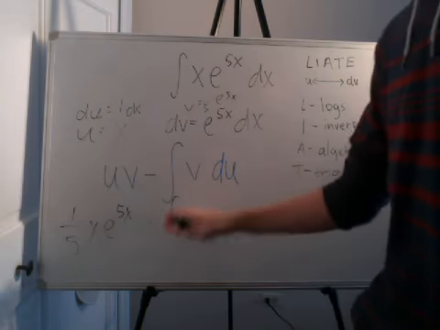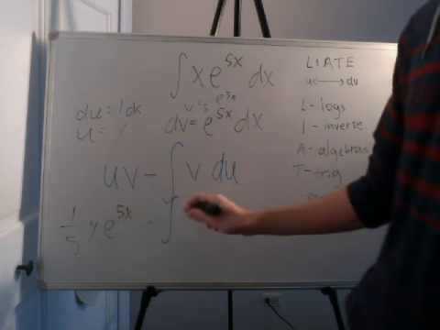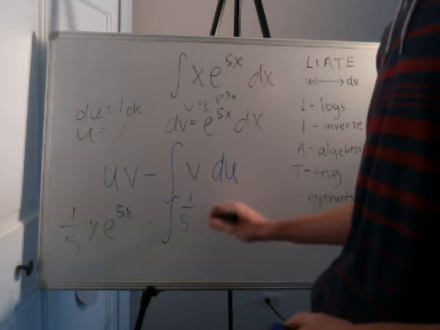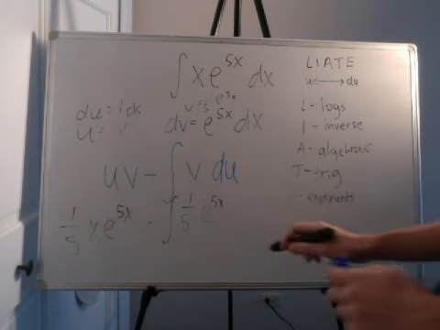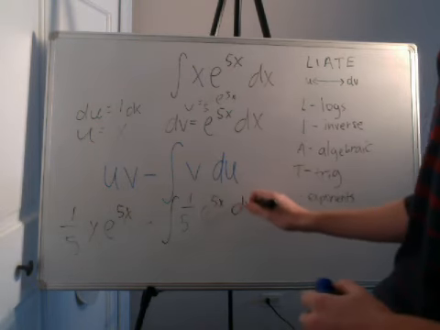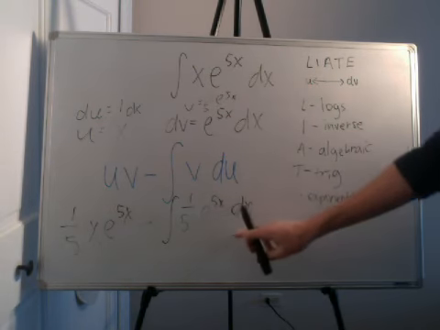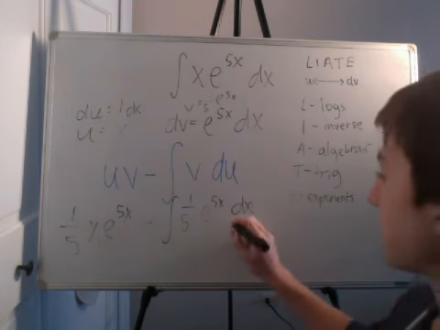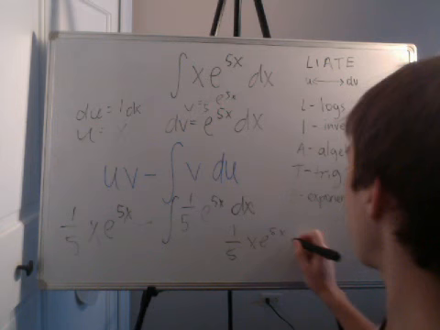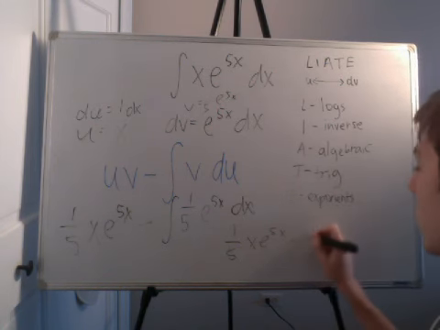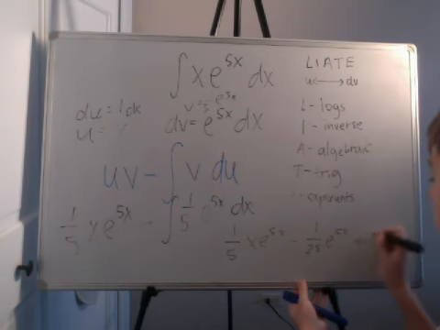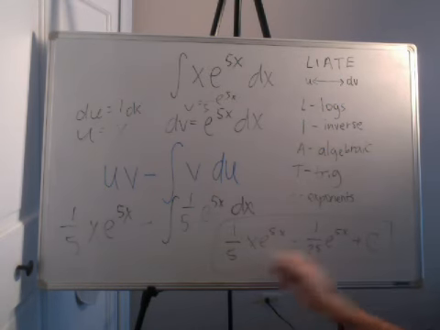So, ultra, which is x, times violet, which is 1/5 e to the 5x, minus the antiderivative of 1/5 e to the 5x times du, which is just 1 dx. So then you have to take the antiderivative of what's inside here, and you would get 1/5 x e to the 5x minus 1/25 e to the 5x, and then don't forget the plus c at the end, and that is how to do an integration by parts question.